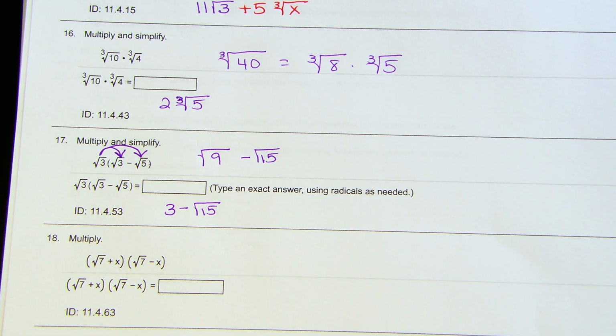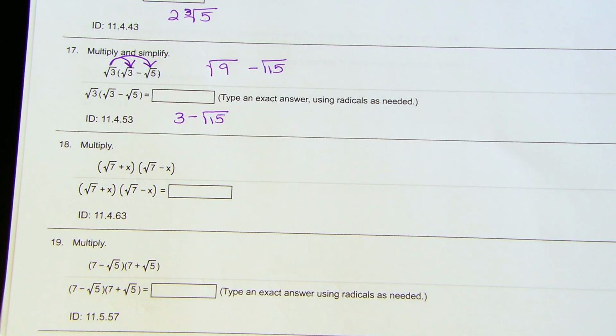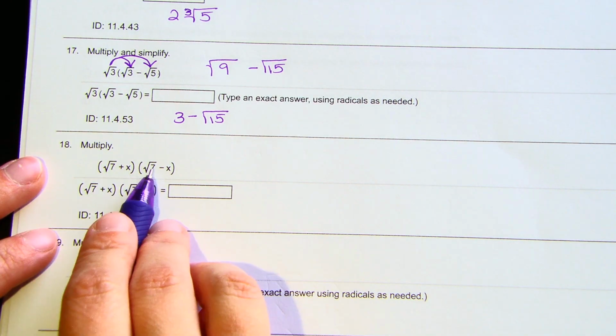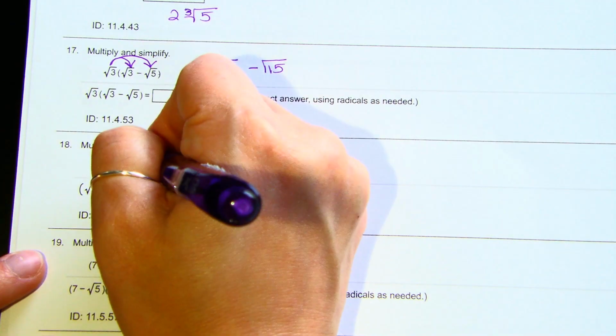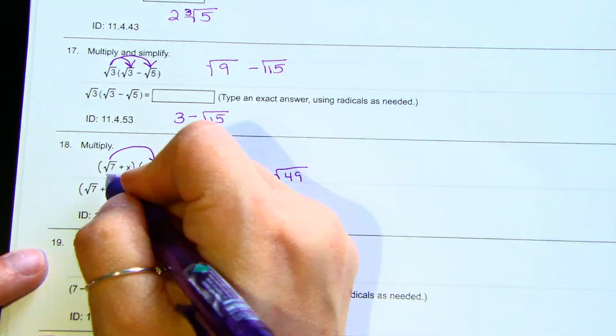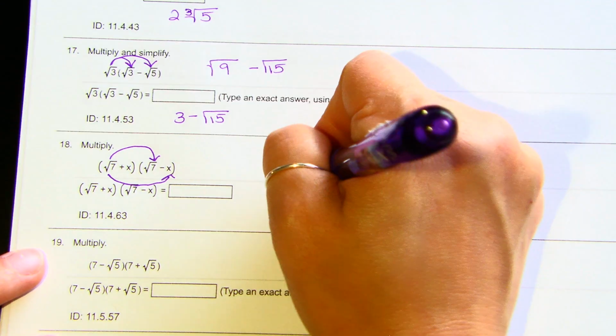18 is a FOIL problem. We have a binomial times a binomial, so we have to FOIL it. And we are going to check, okay, we have the index of 2, so it's not going to cause any problems. We're going to be good there. So foiling, I do my first, radical 7 times radical 7, that's radical 49. I do my outer, so I have radical 7 times negative x. That negative x is going to act like a coefficient, so it comes out front, and then we have radical 7. Remember, you can't multiply like a whole number by the radicand like that. It just comes out front of it.